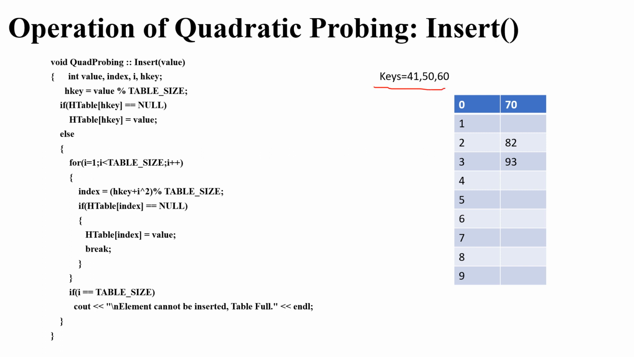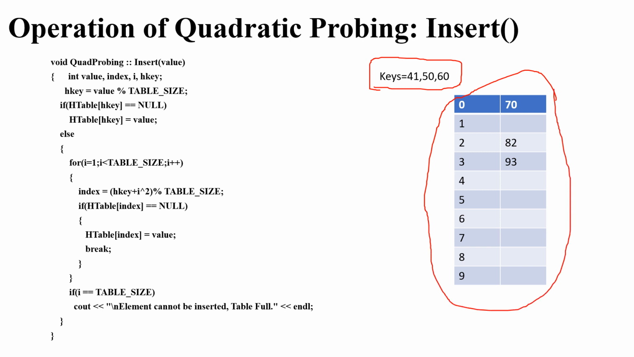Here you have to insert these three elements in the hash table, and one table is already given with some elements. So 70, 82, 93 are already stored in my hash table. Now I am going to store 41, 50 and 60 using this pseudocode. So I am going to pass 41 as a value here.